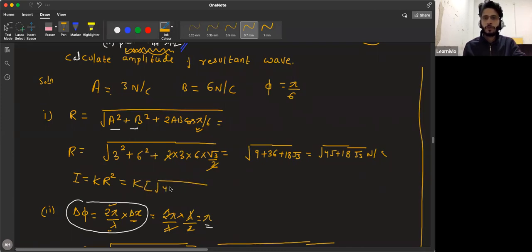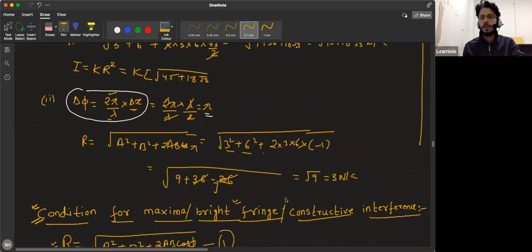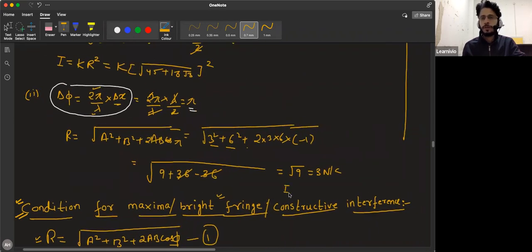So resultant intensity will be K times the square of this amplitude, root over 45 plus 18 root 3, squared. Similarly here, if I ask you to calculate the resultant intensity, that will be K times 3 square, 9. Is it clear? The relation between intensity and amplitude? Just note it down. Instead of amplitude, if he asks you to calculate intensity, then you will use K. Don't worry about this K. If you have this numerical, then he will ask you to calculate the ratio of intensities. K will cancel out.